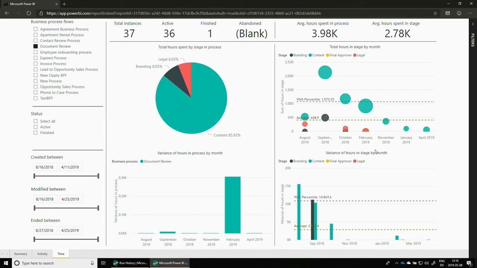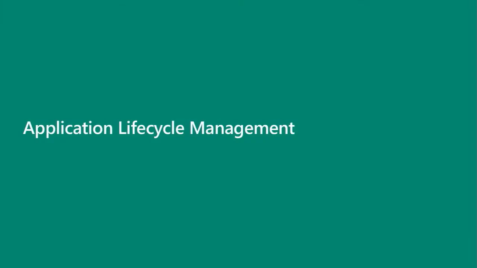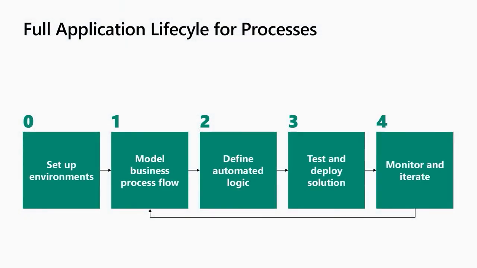And with that, I'm going to spend a few minutes talking about application lifecycle management. So when you think about ALM, the way that we do it inside of Flow is no different than most of the systems that you can imagine that are out there. So the first thing you have to do is you have to set up what we call environments. Then you have to do what I just demoed, the building of the process, the definition of the automated logic, and then you need to be able to deploy it, and finally monitor and iterate. And that creates a loop, right?